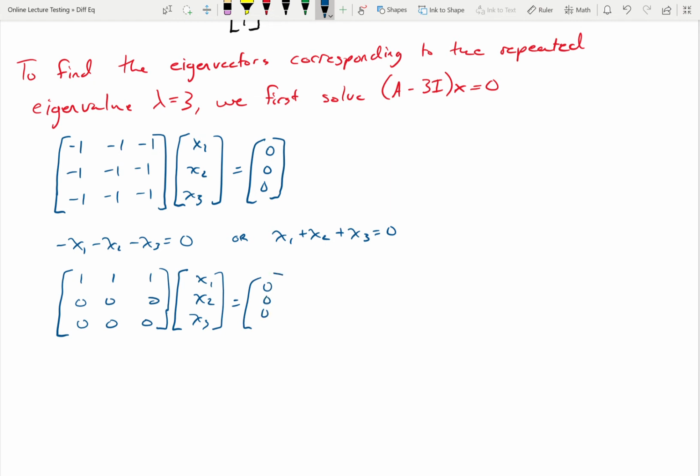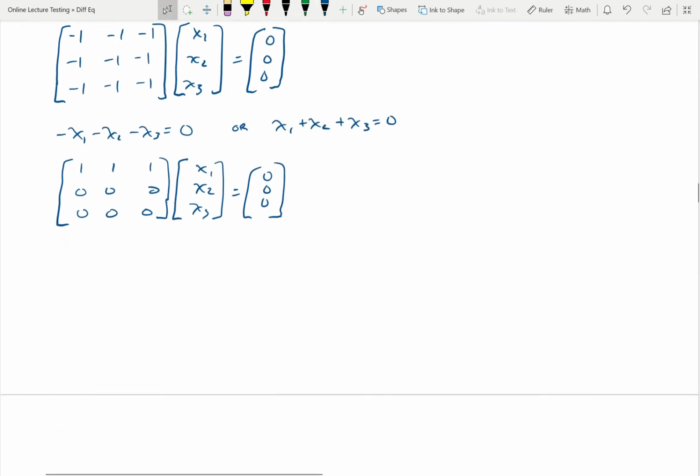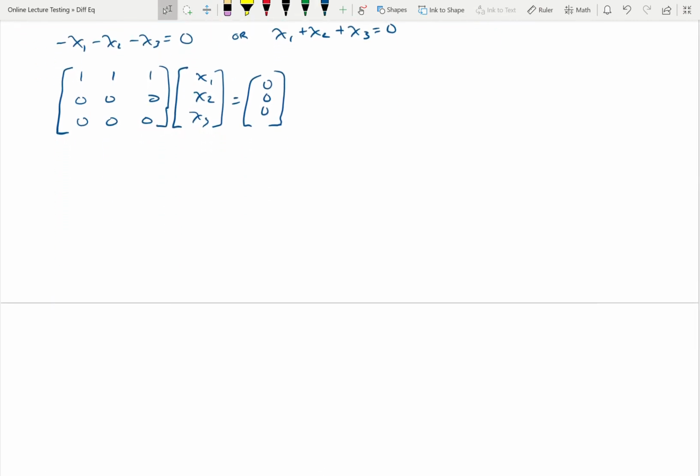So no surprise there when everything is repeated. All right. Meaning, we get the following. So this means x1 is equal to negative x2 minus x3. And x2 and x3 can be any value.